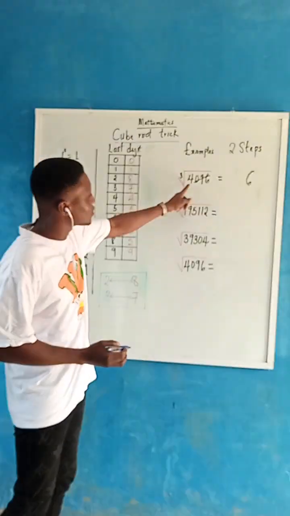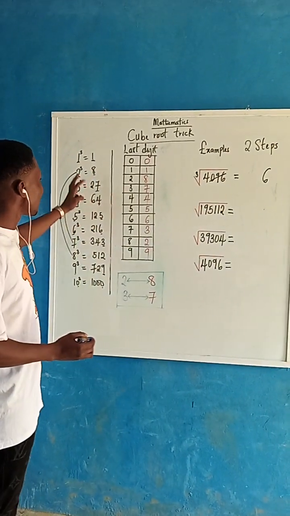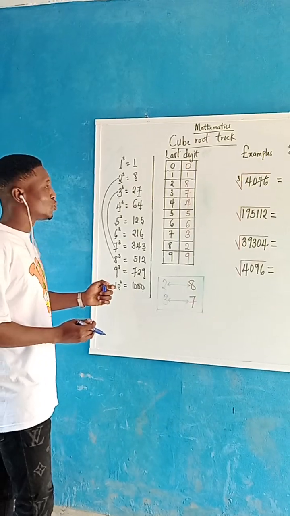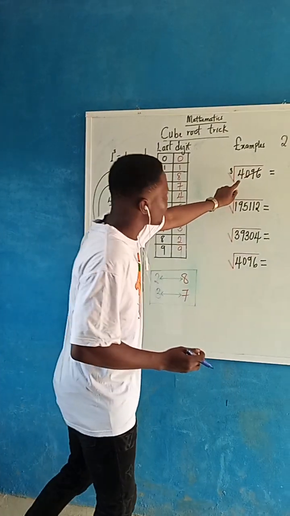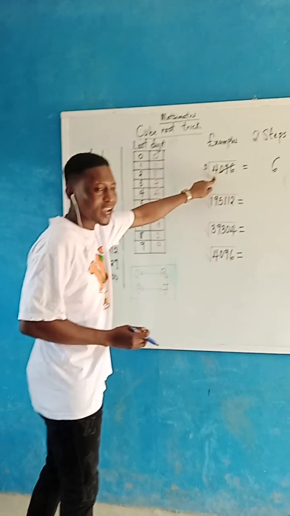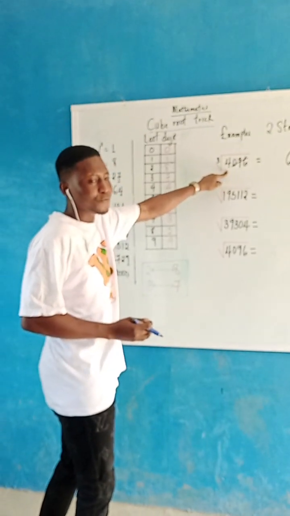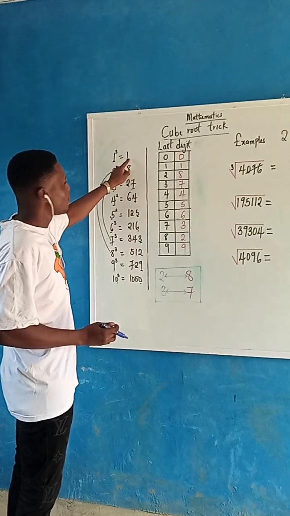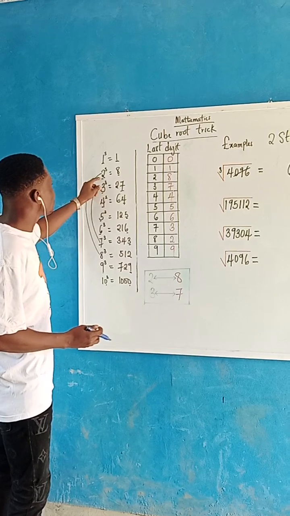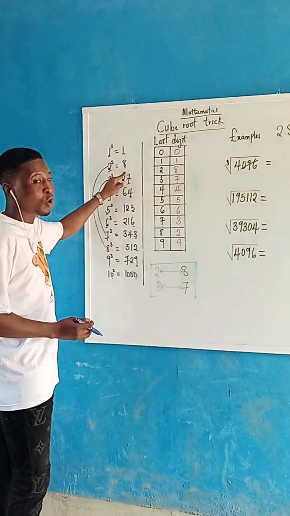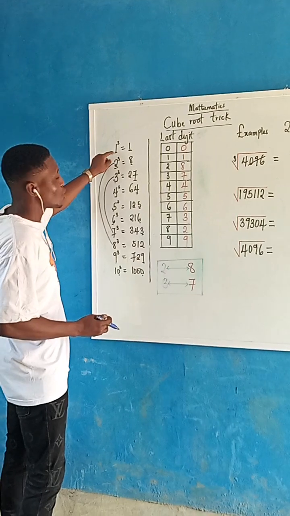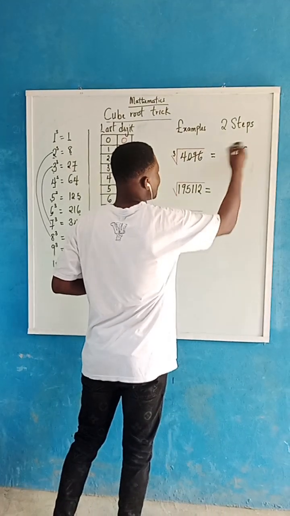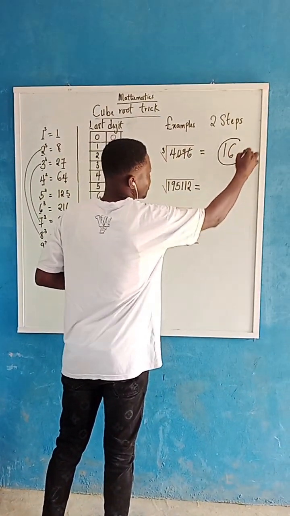So we have 4 left. So we'll now go to our table here. Now we need a number, the cube of a number that is not greater than 4. Now look at 1 raised to power 3. Now 1 raised to power 3 will give us 1. And whereas 2 raised to power 3 will give us what? 8. This is more than 4. So which means we are going to pick 1 raised to power 3, which gives us 1. So we are going to pick 1. So the cube root of 4096 is 16.